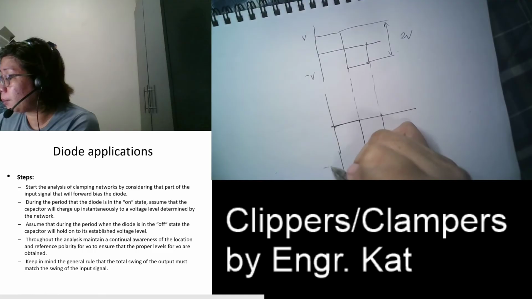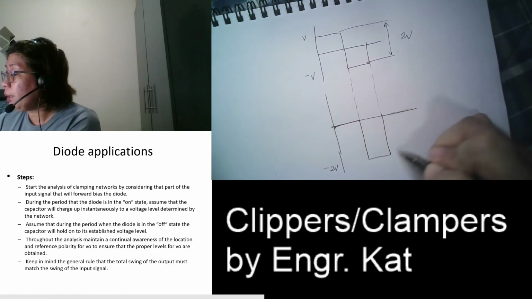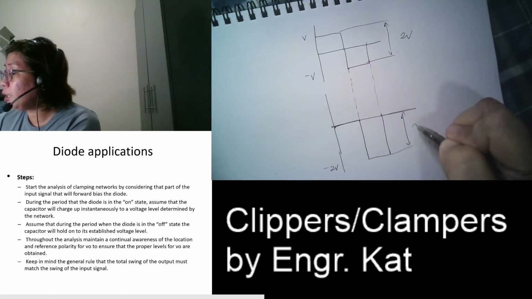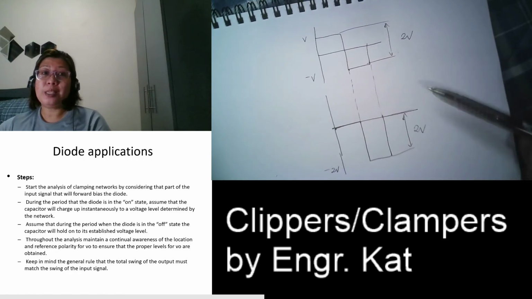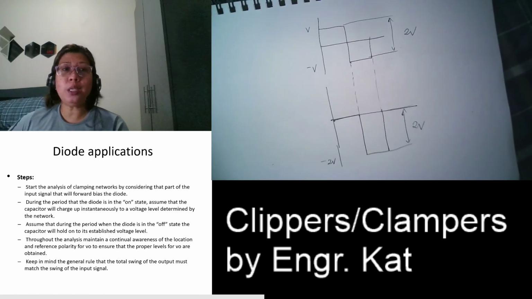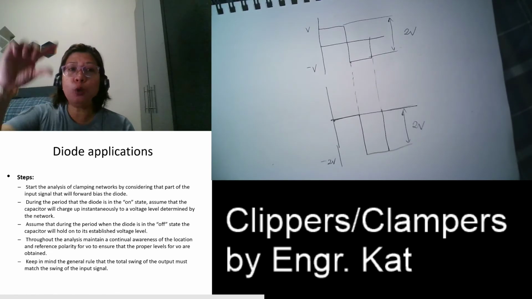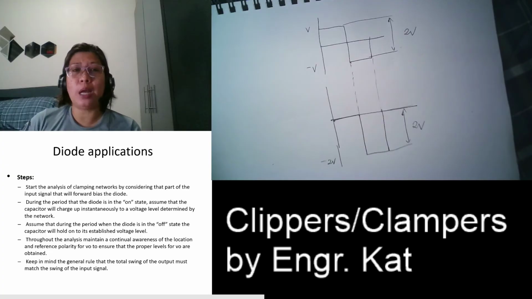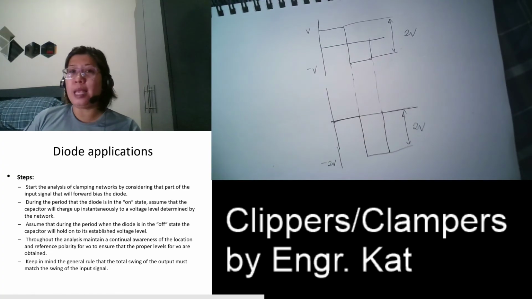So if we're going to get the peak to peak of this, this is also equal to 2 volts. See, no signal was removed. No signal was clipped off. We just lowered down the DC level. And that means this is a negative clamper.